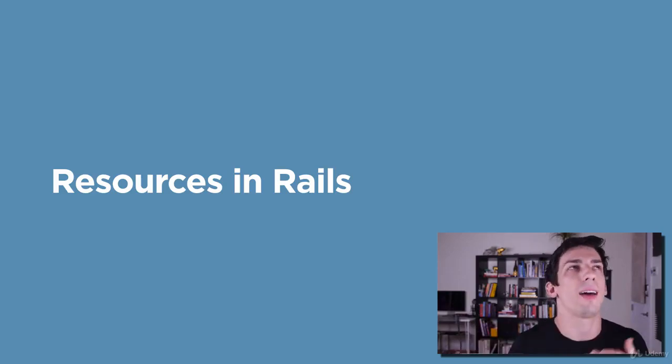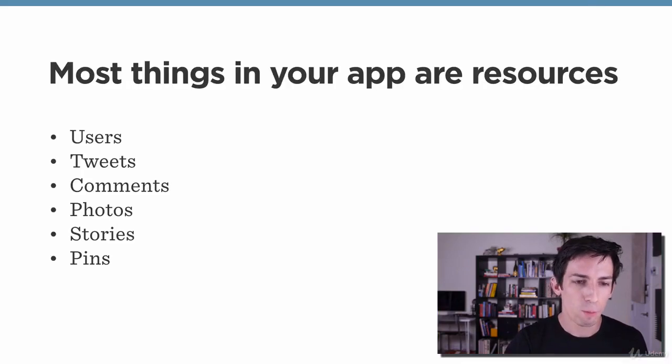I have to teach you about something called resources in Rails and just get you to understand it a little bit better, because it's going to be essential to building anything inside of any Rails application. So most things in your apps are resources. I'll give you some examples: users, tweets, comments, photos, stories, pins, Uber drivers, passengers, pickups, really anything.